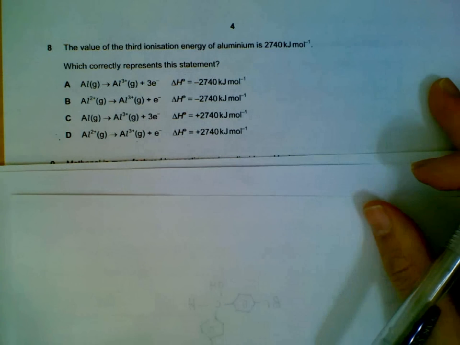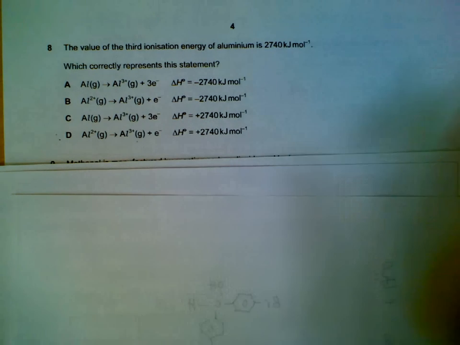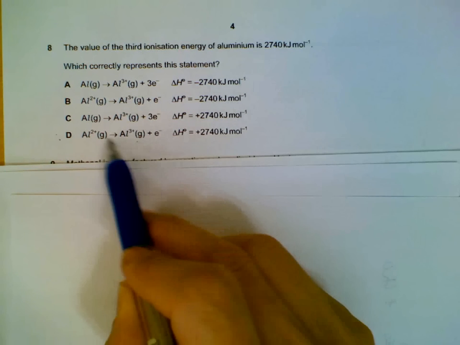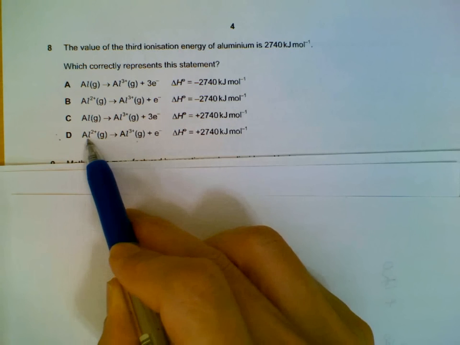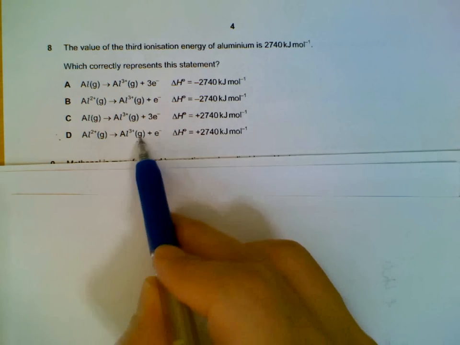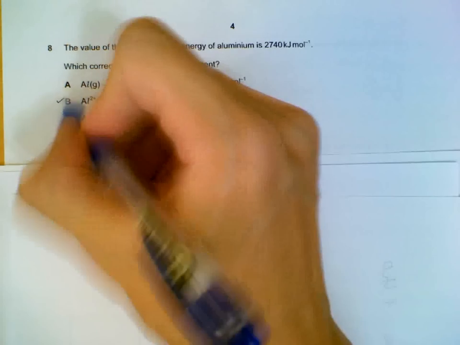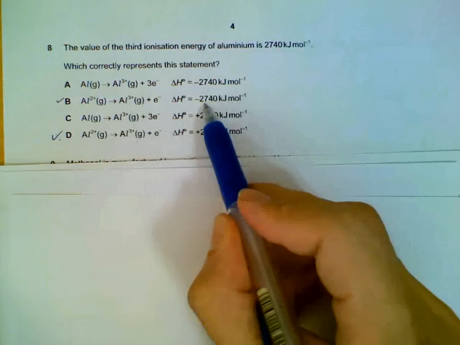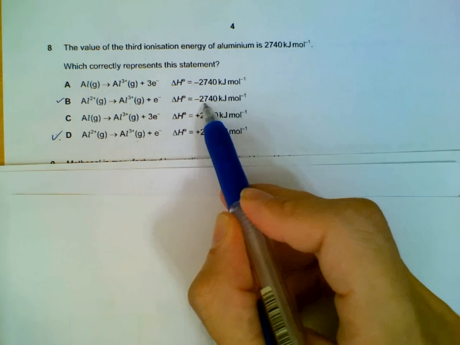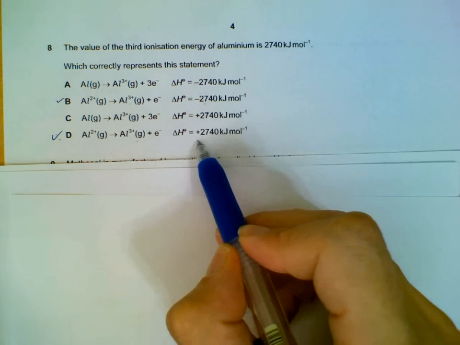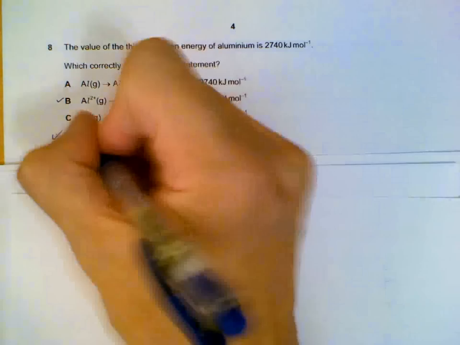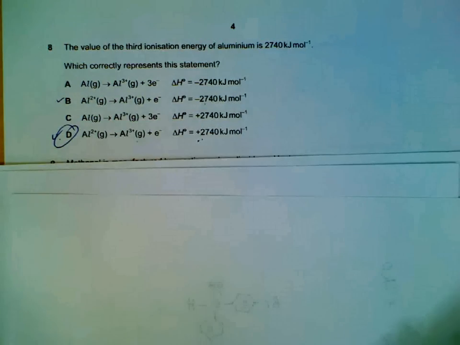Number 8, third ionization energy. This is more of a definition. You will remove 1 electron from a 2 plus ion in its gaseous form. So we have between B and D, and then we have to be careful. Ionization energy is an endothermic process. You have to overcome the attraction force, so it'll be a positive value.